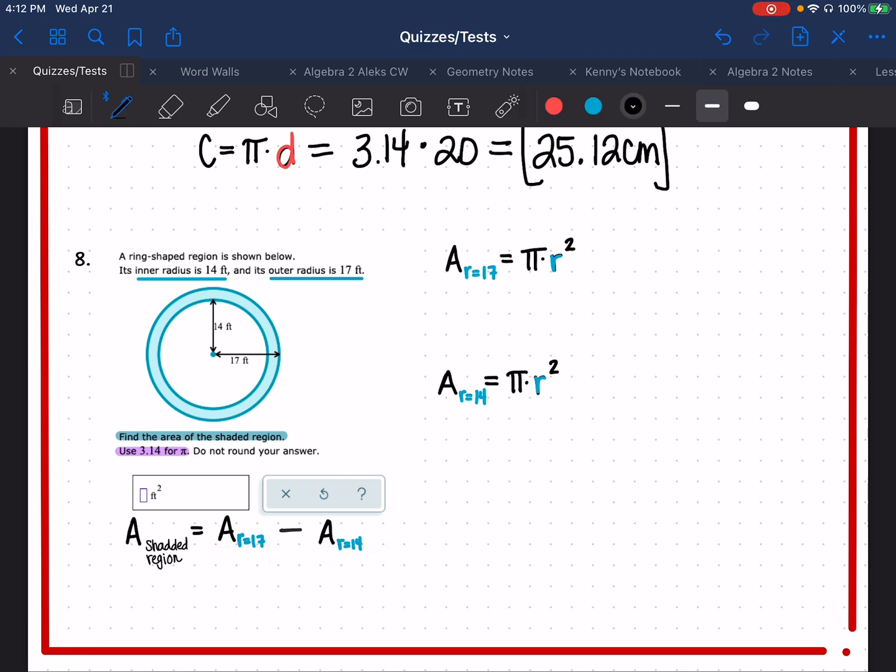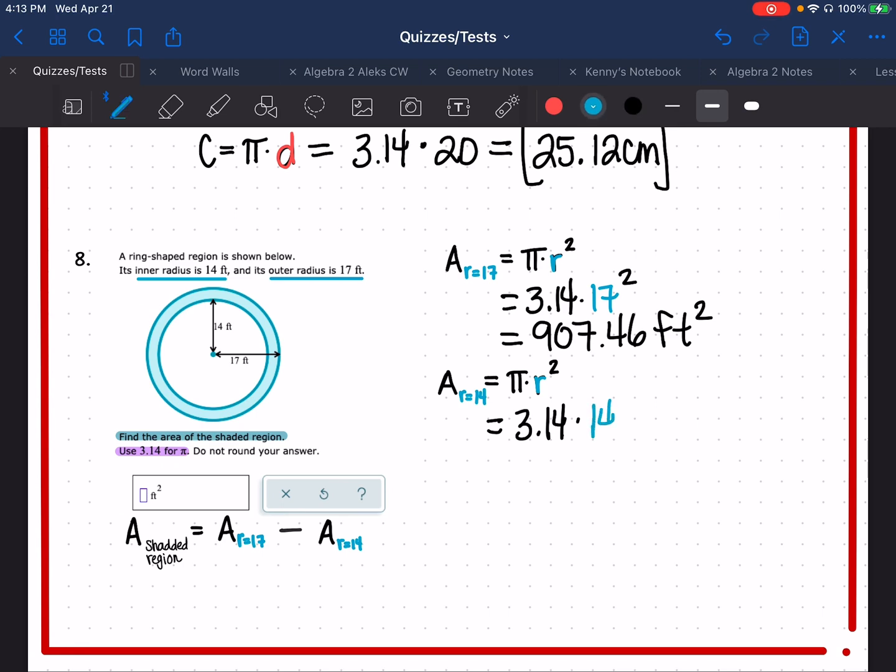All right, let's go ahead and do these. My radius for the outer was 17 squared. So I'm putting 3.14 times 17 squared into the calculator and I get this for my decimal. And my unit, of course, would be feet squared. For the inner, I'm going to do 3.14 times my radius of 14 squared. And I get this for my decimal.